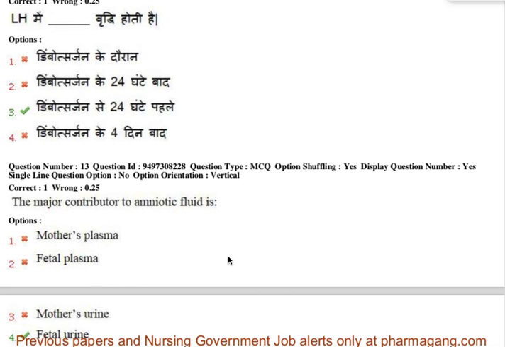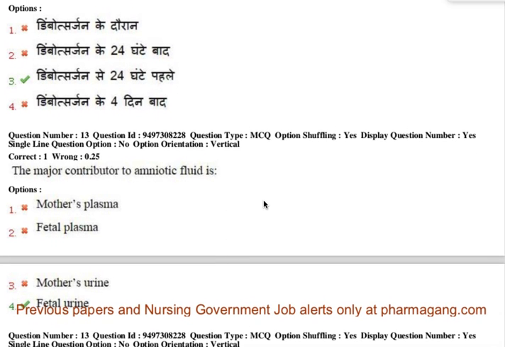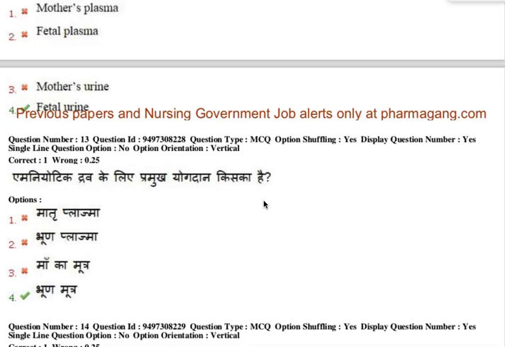Next question. Question number 13. The major contributor to amniotic fluid is. Answer is fourth, fetal urine. Fetal urine is the major contributor to amniotic fluid.